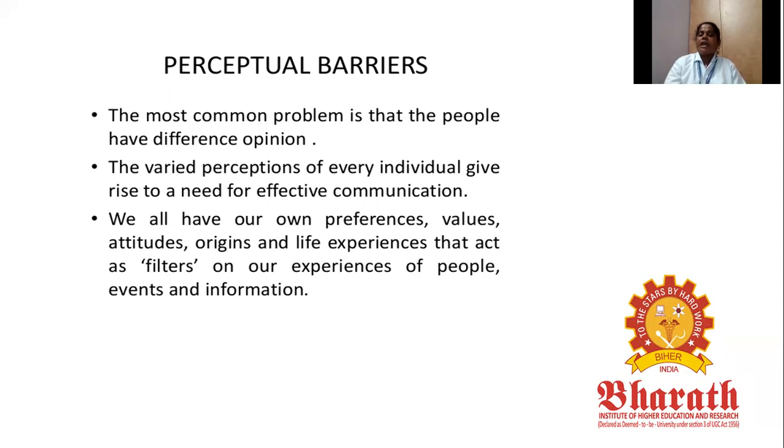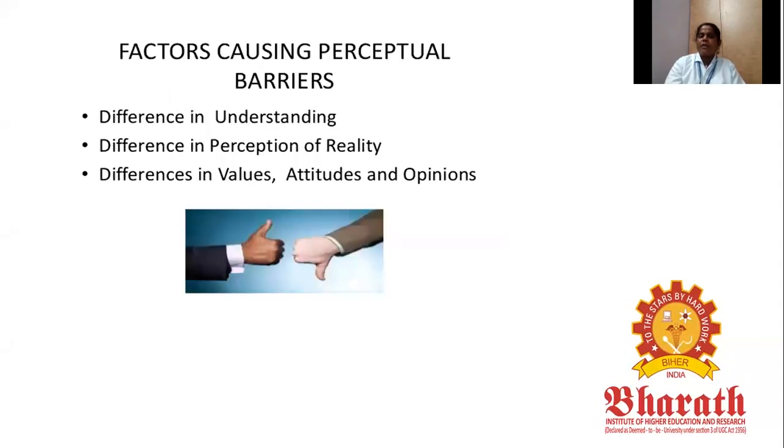The varied perception of every individual gives rise to the need for effective communication. Values, attitudes, origins, and experience act as a filter on the information people receive. So this is one of the barriers. The cause is the difference in understanding: the sender gives one message, but the feedback from each receiver differs, because of each one's perception of reality, values, attitude, and opinion.